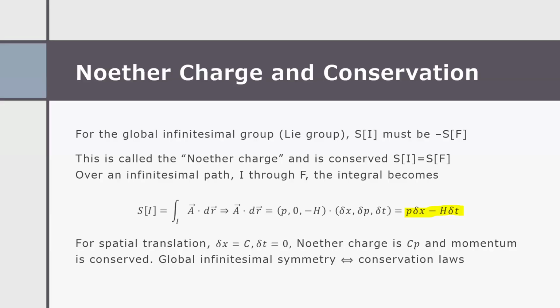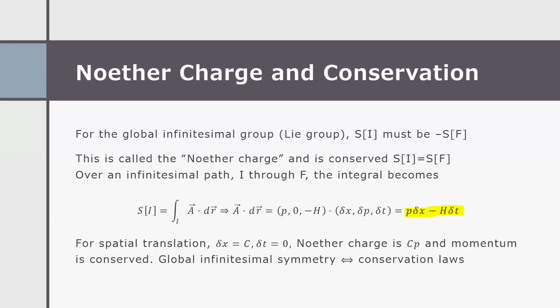And you see it when you compute the action along that initial displacement. So here, S of I is A dot into dr. And if you work that out along that distance, you get the variation in P, the variation in X, the variation in time, dotted into P0 minus H, my proposal for that vector potential, okay?